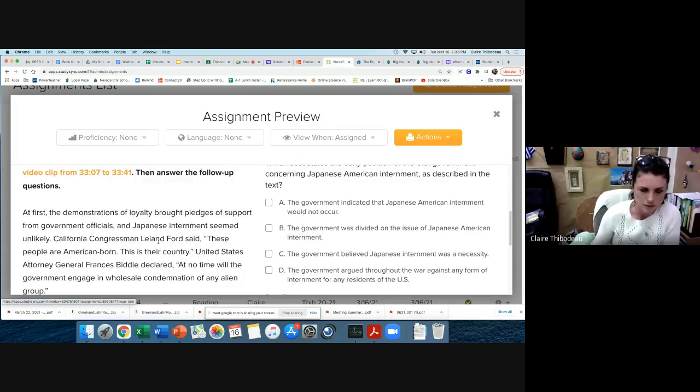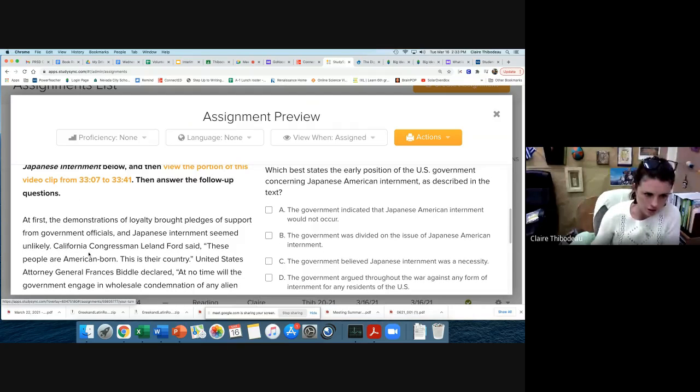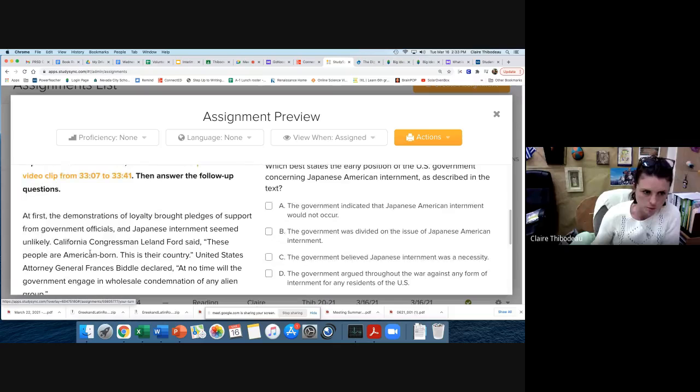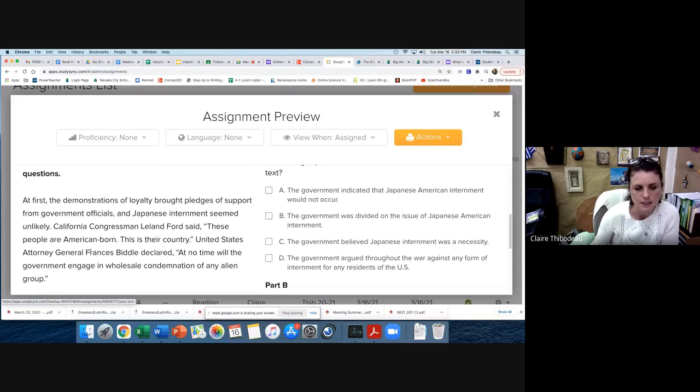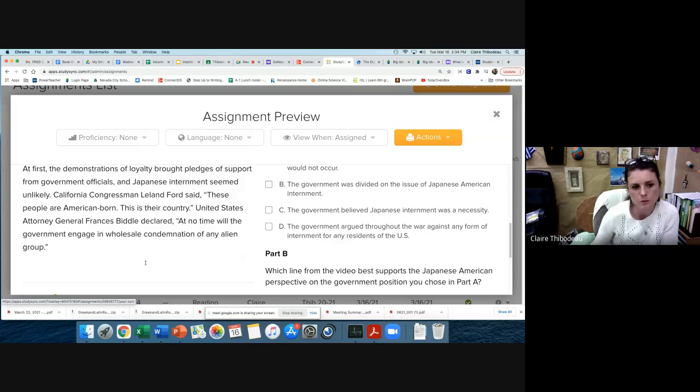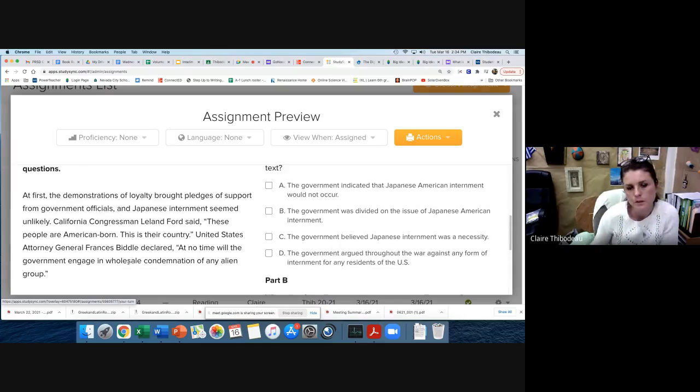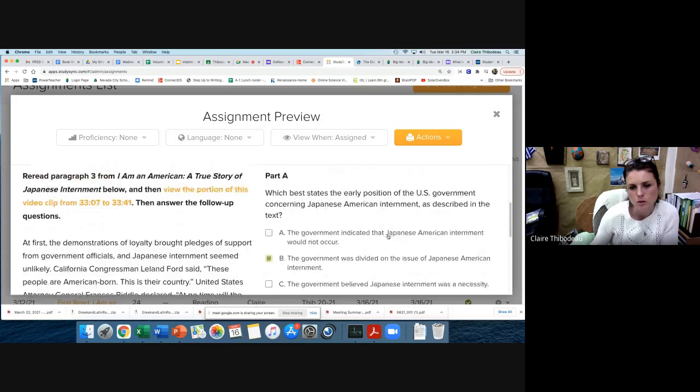So let's read it one more time. "At first, the demonstrations of loyalty brought pledges of support from government officials, and Japanese internment seemed unlikely. California Congressman Leland Ford said, 'These people are American born. This is their country.' United States Attorney General Francis Biddle declared, 'At no time will the government engage in wholesale condemnation of any alien group.'" So think about what we just read, and then reread your choices and select what you think is the best answer.